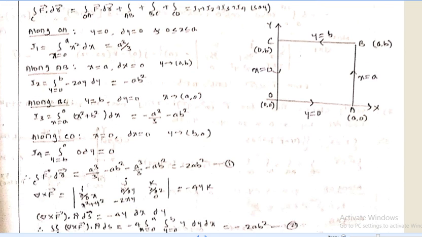And the last one is along the curve CO. Here x = 0 and dx is also equal to 0, and we say that y varies from b to 0.